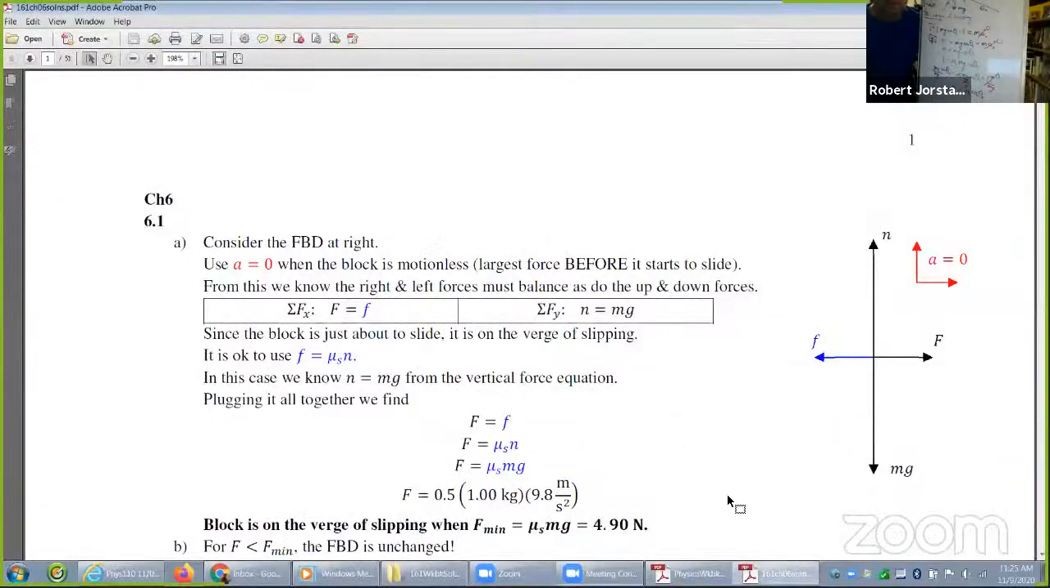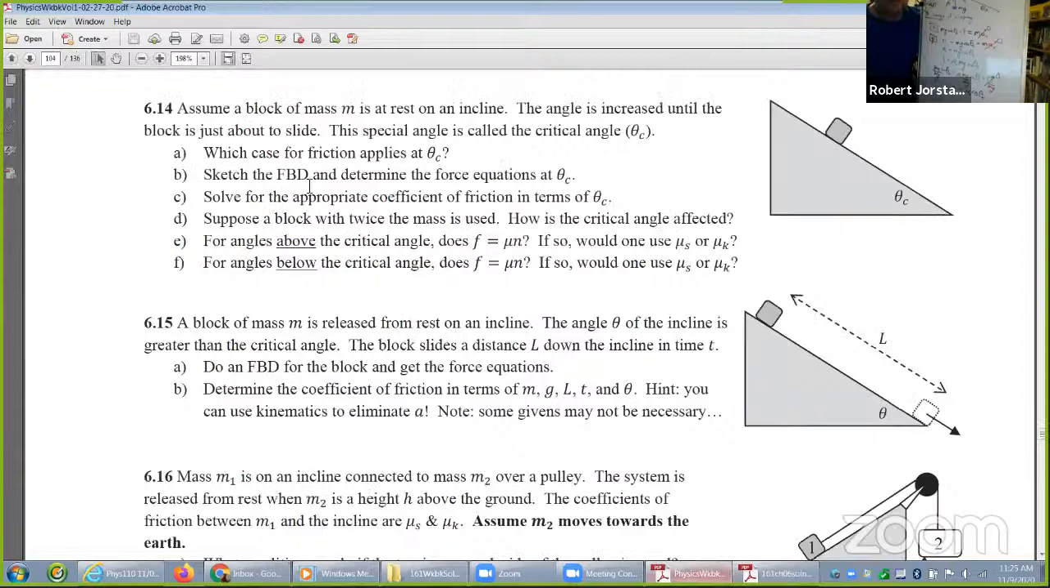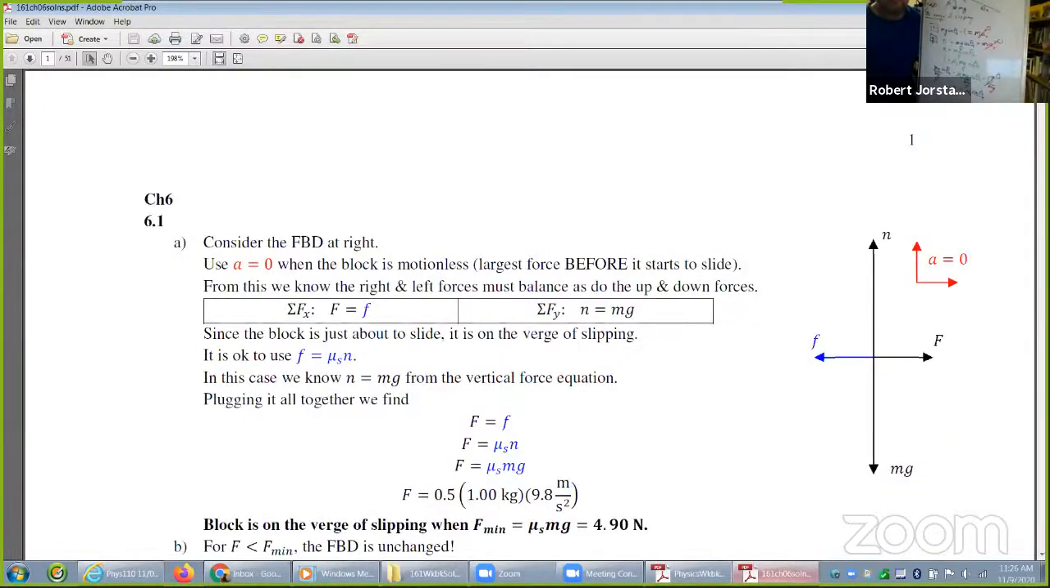Whoops, wrong one. Let me get this out of here, Zoom. This one here. Okay. Which friction case? We discussed that. Sketch the FBD and force equations. We did that. Okay, so part C, notice it says solve for the appropriate coefficient of friction. So we are supposed to get mu static there. All right. And so maybe just to make this clean, let's bring this into here.